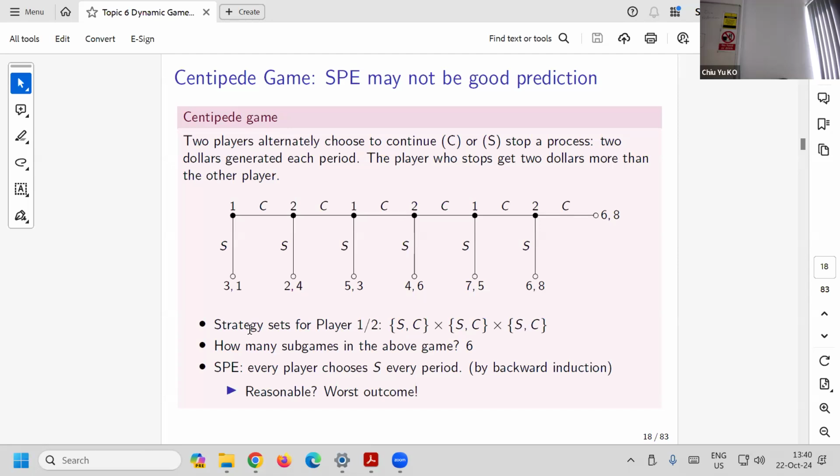But probably there's something missing in the model. Either we assume people can compute this, or maybe we do not do backward induction so perfectly. Maybe we are seeing something like a good outcome, and we are betting that one of the outcomes will be there. That's the case.